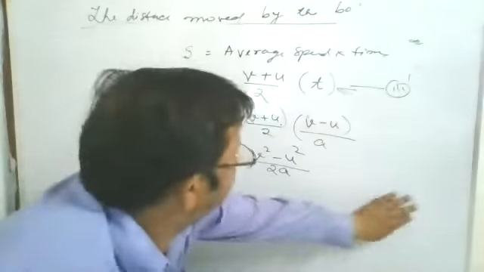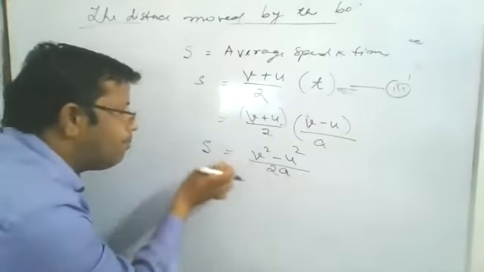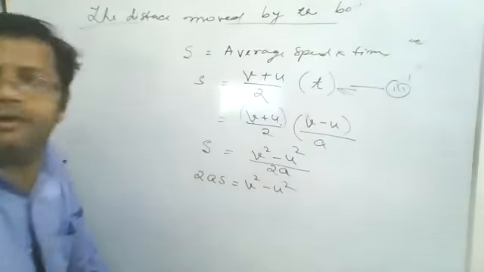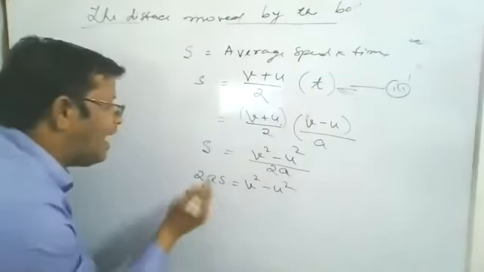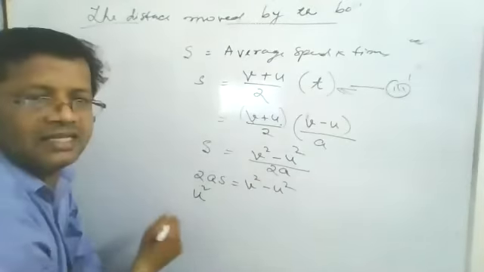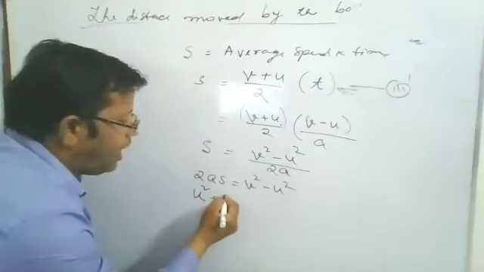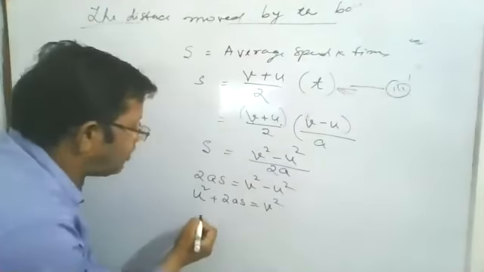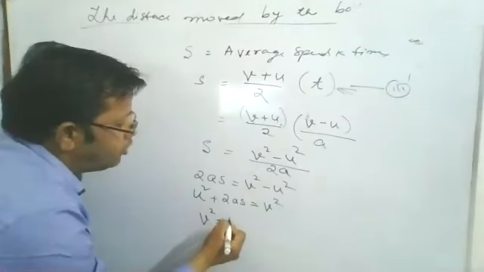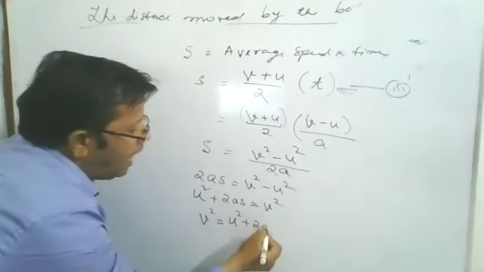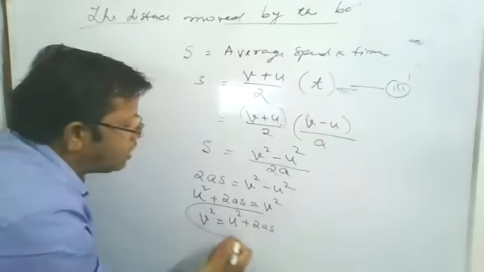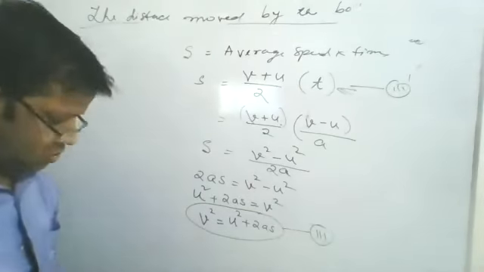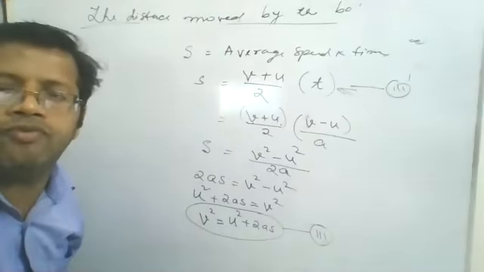Now 2A comes this side, it gets multiplied: 2AS is equal to V squared minus U squared. The minus sign goes to the other side and becomes plus. So V squared is equal to U squared plus 2AS. This is known as the third equation of motion.